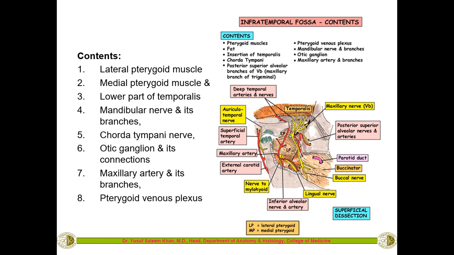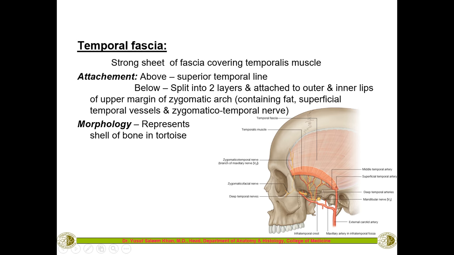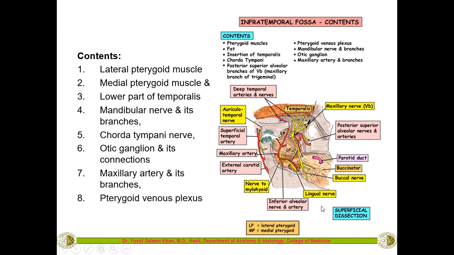If you see here, this is the maxillary artery in the infratemporal fossa. So the maxillary artery and its branches will be there. Then deep inside there will be the pterygoid venous plexus also. So these are some of the important contents.